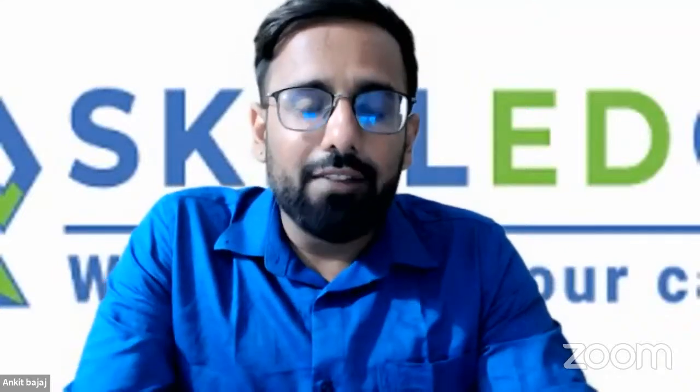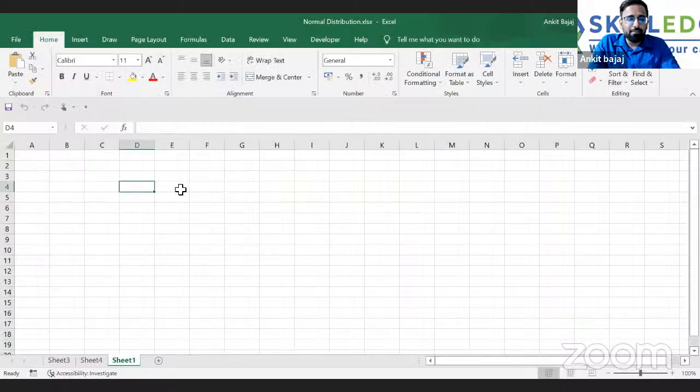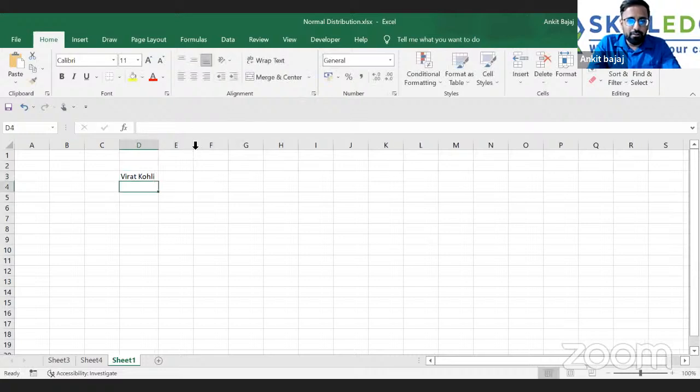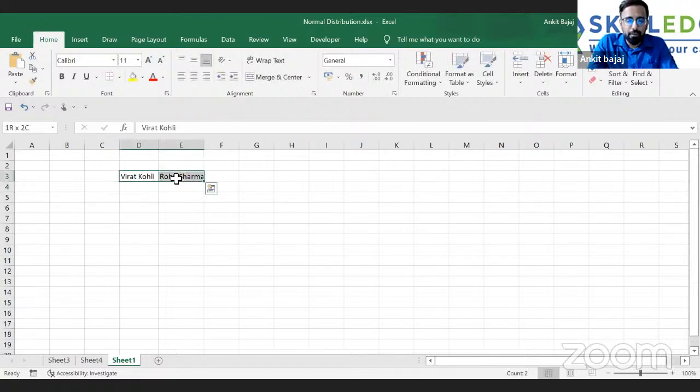Now further, I will be taking the example of real securities, right? So first I will be starting with the cricket player. I will be sharing the Excel file here. With the help of Excel, you will be able to understand in a better way, right? So I am taking the example of Virat Kohli, and another example which I will be taking here, let's suppose Rohit Sharma. I'm taking the example of Rohit Sharma, right?